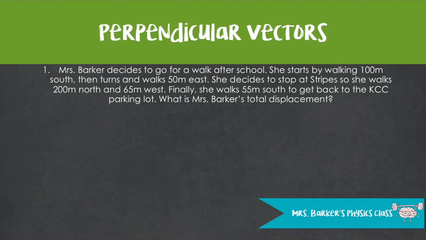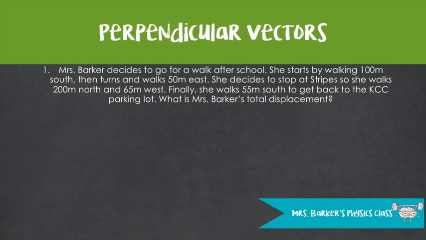This is going to be an example of a problem with perpendicular vectors. So our problem says, Miss Barker decides to go for a walk after school. She starts by walking 100 meters south, then turns and walks 50 meters east. She decides to stop at Stripes, so she walks 200 meters north and 65 meters west. Finally, she walks 55 meters south to get back to the KCC parking lot. What is Miss Barker's total displacement?